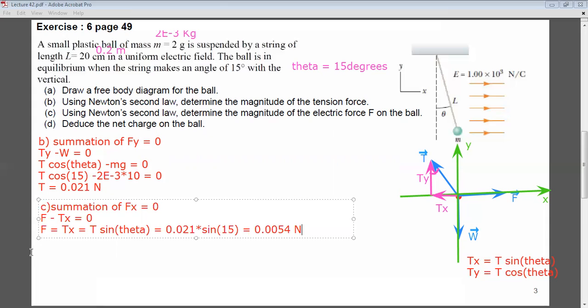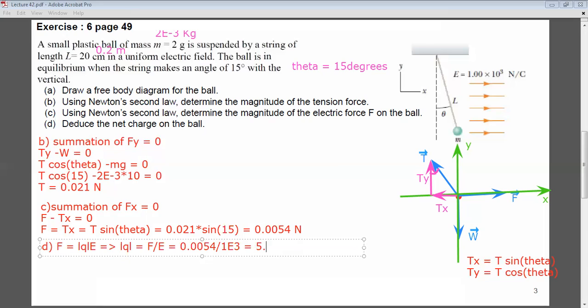Part D, deduce the net charge on the ball. So here I will say F is equal to the absolute value of Q times E, implies the absolute value of Q is equal to F over E, which is 0.0054 divided by 1E to the 3. This gives me 5.4 coulomb.